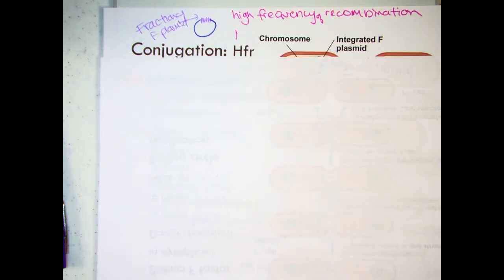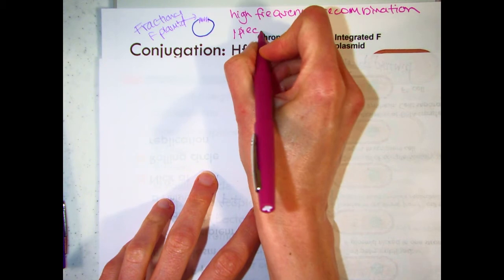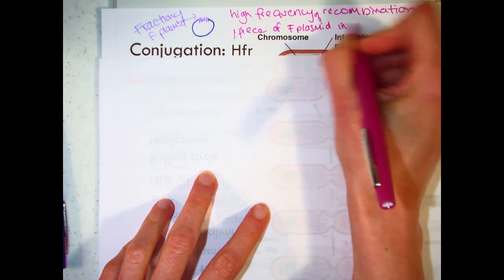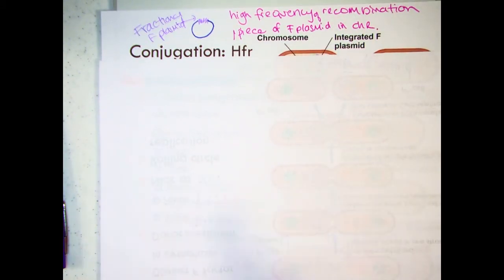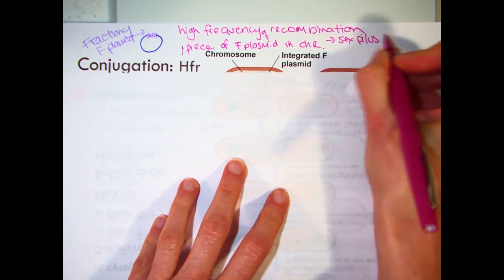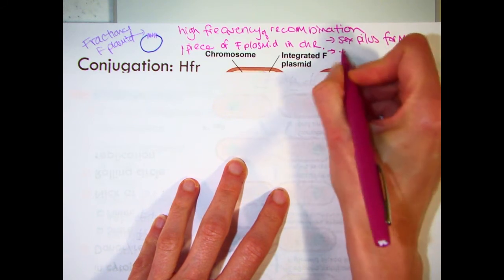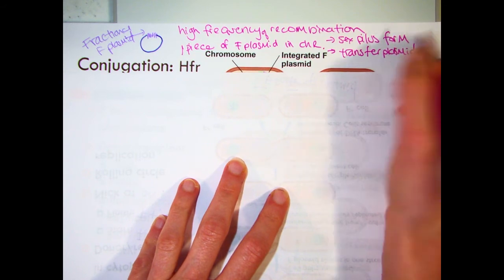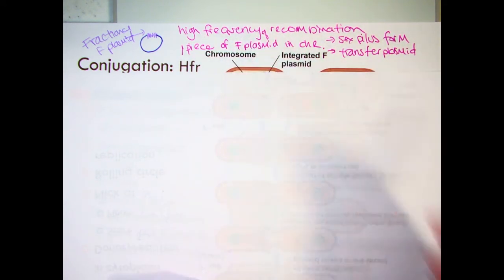Okay. So inside the chromosome, HFR cells have a piece of the F plasmid in the chromosome. Right? Guess which piece of the F plasmid they have got. If you guessed the piece that has the directions to make the conjugative pilus and to transfer the plasmid, you are totally correct. That is what actually makes this be a high frequency of recombination.